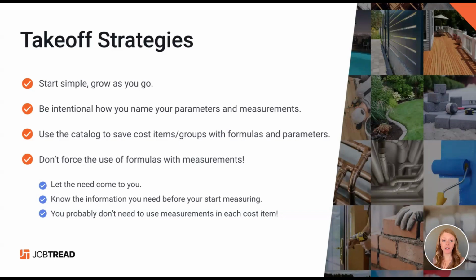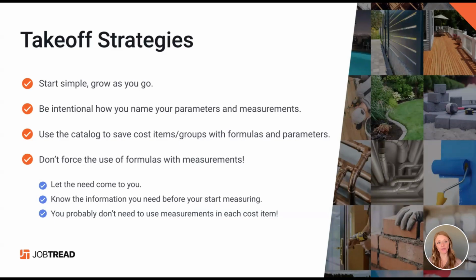Also, be intentional with how you name your parameters and your measurements, because when you're adding them to the budget, you want to know what you're looking for. So name them consistently and make sure that your team is consistent in how they name those parameters and measurements. Also, use that catalog to save your cost items in groups, and make sure that you save your parameters in there with their parameter type so that it makes things a lot easier when you're moving forward.